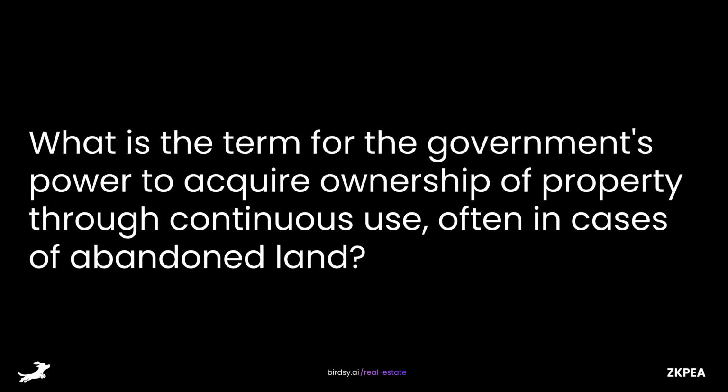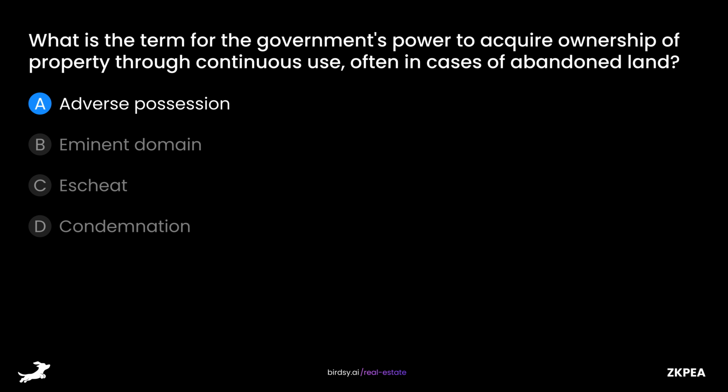What is the term for the government's power to acquire ownership of property through continuous use, often in cases of abandoned land? Is it A. Adverse possession, B. Eminent domain, C. Escheat, or D. Condemnation? The answer is A.